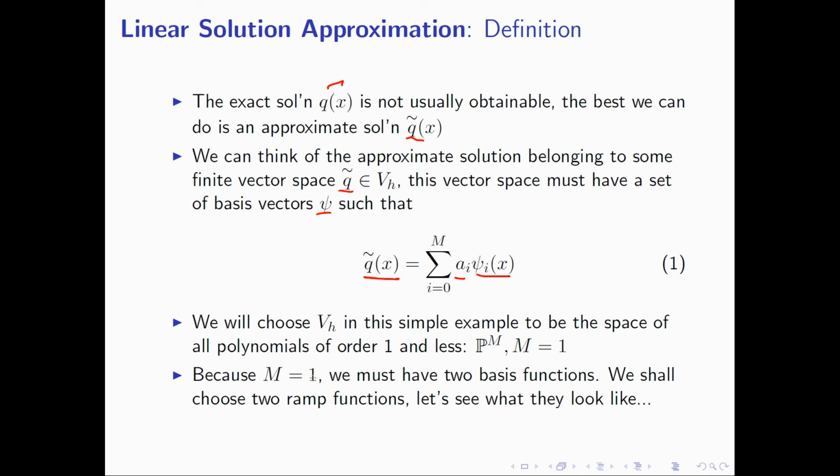So because m is equal to 1, we must have two basis functions, because we start at i equals 0 and m is equal to 1, so we have two indices here that we can cycle through, 0 and 1. So in this case, we'll choose two ramp functions as simple examples that are very easy to work with. Let's see what they look like.